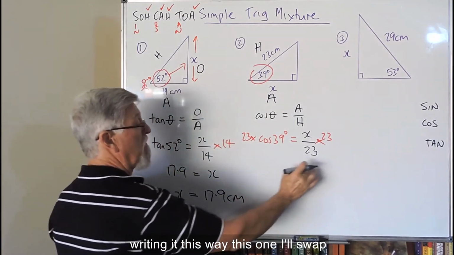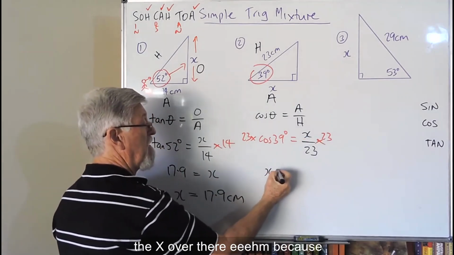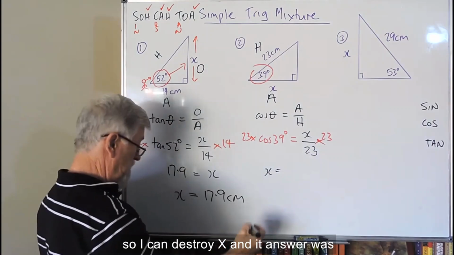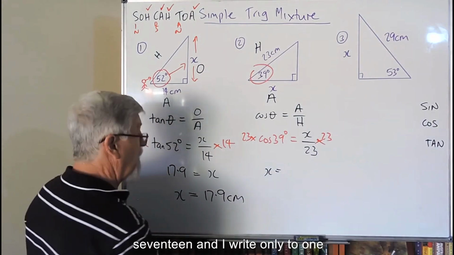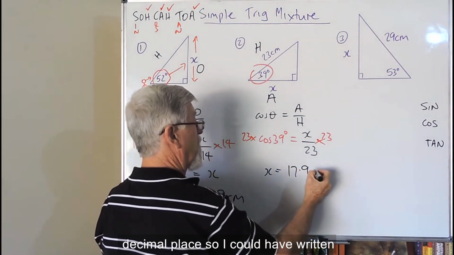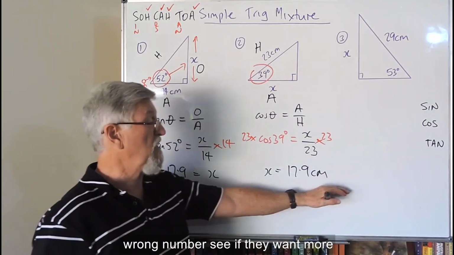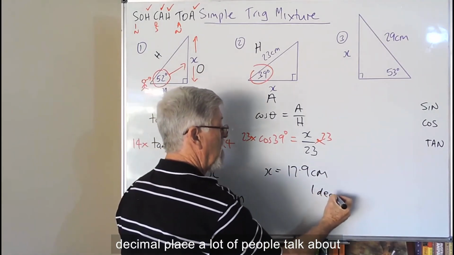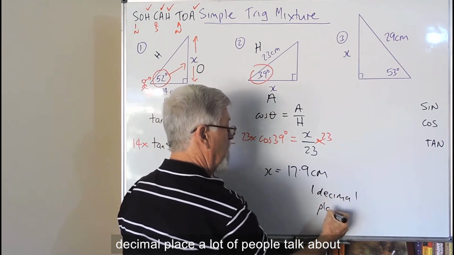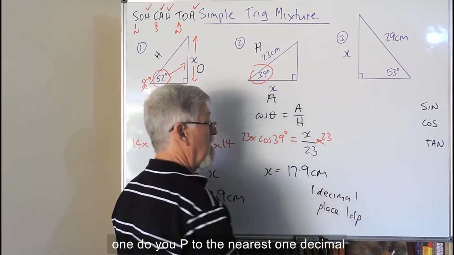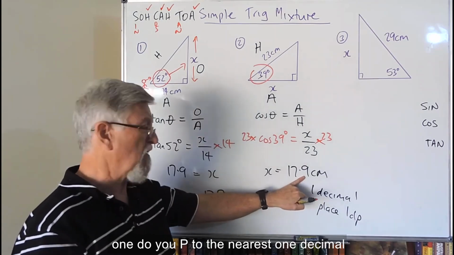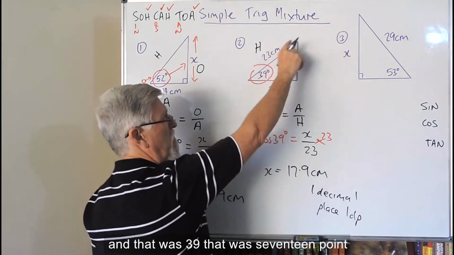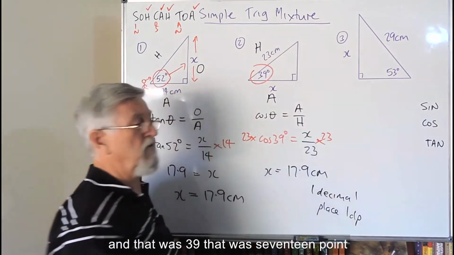So now I'm going to shortcut. Instead of writing it this way, I'm going to swap the x over to here, because 23 into 23 goes once, so I can just write x, and the answer was 17.9. I'm going to write only to one decimal place. I could have written more numbers here if they want more accuracy. If they say they want one decimal place, a lot of people say 1 dp, then I'm only giving it to the nearest one decimal place. So on this one, if that was 23 and that was 39, the answer was 17.9.